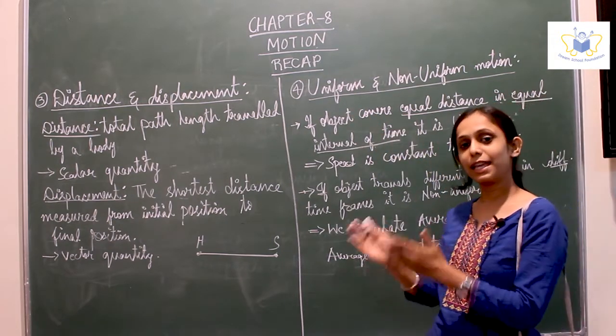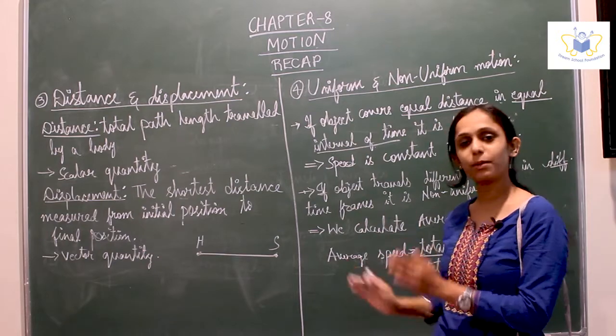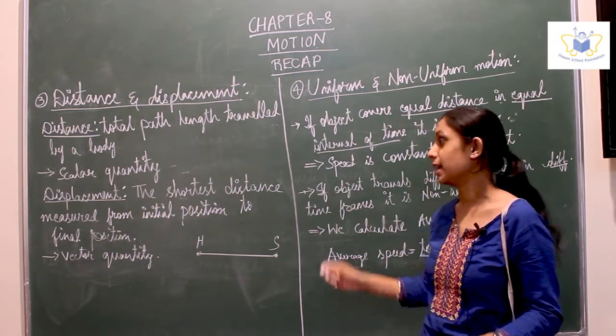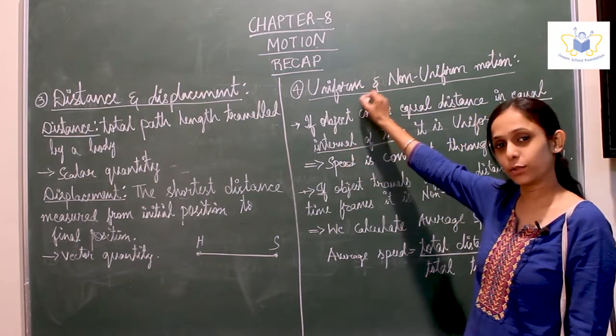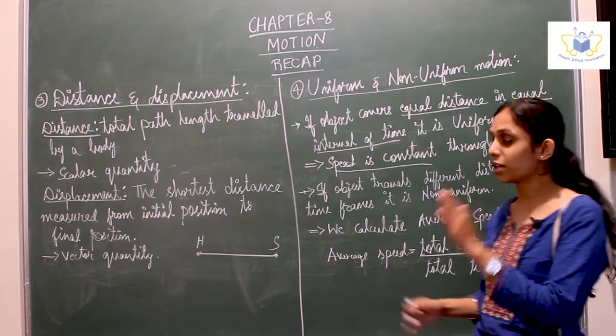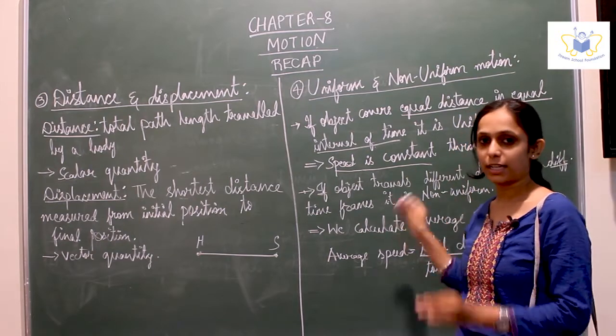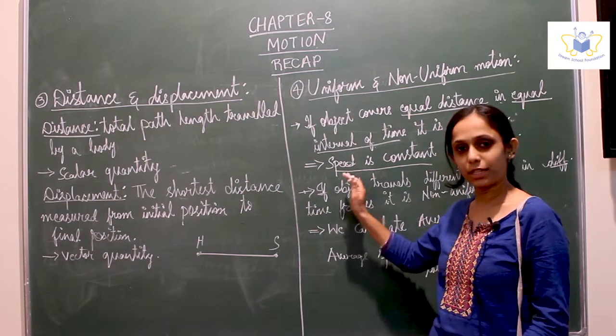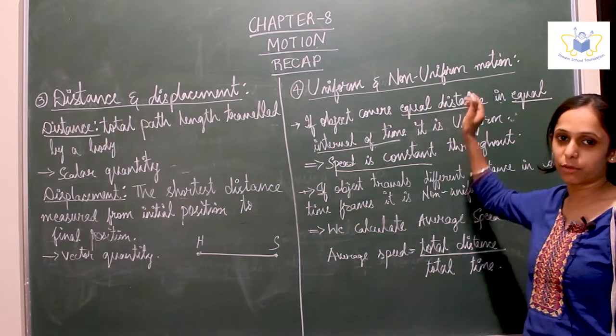So you are traveling equal distances in equal times. You are not changing your speed. Once fast, once slow, no, you are not changing. So this means that in uniform motion, your speed is always constant. Throughout your journey, your speed is constant. That is why it is called uniform, equal, constant motion. So clear?